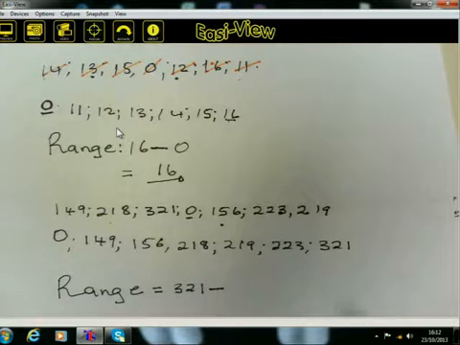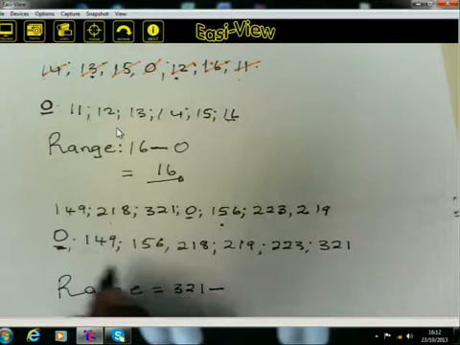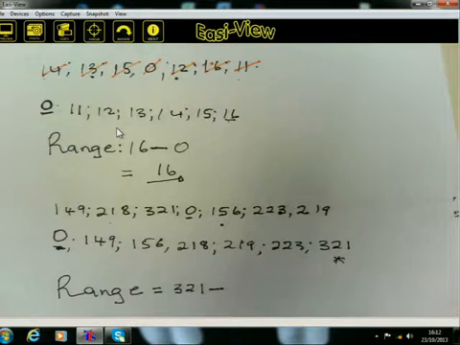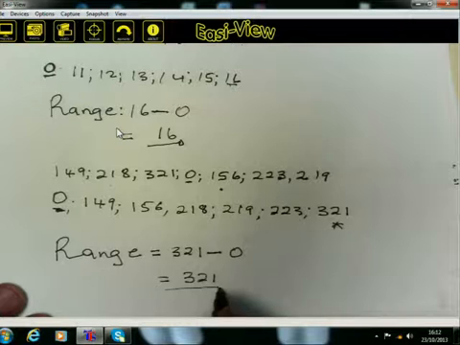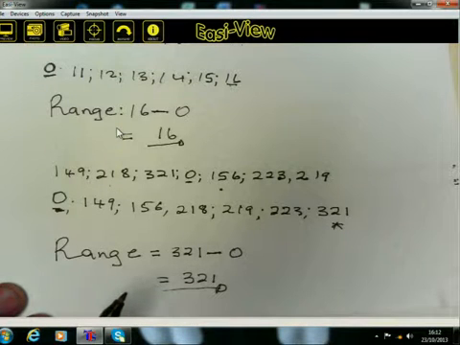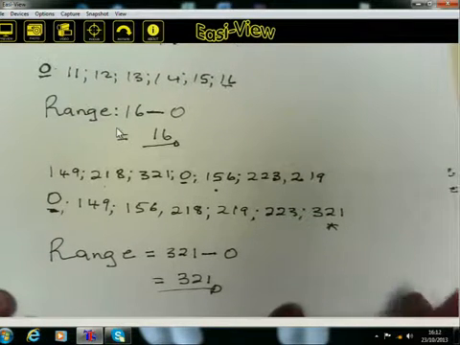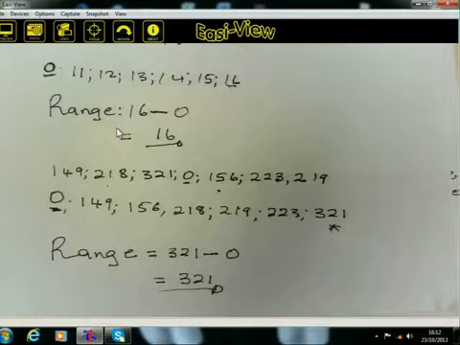minus, what is the lowest one? What is the lowest one? That's 0. That means it is 321 minus 0, which is equal to 321. Now, it tells me that our range here is 321. Now we can do it. We know how to do it.